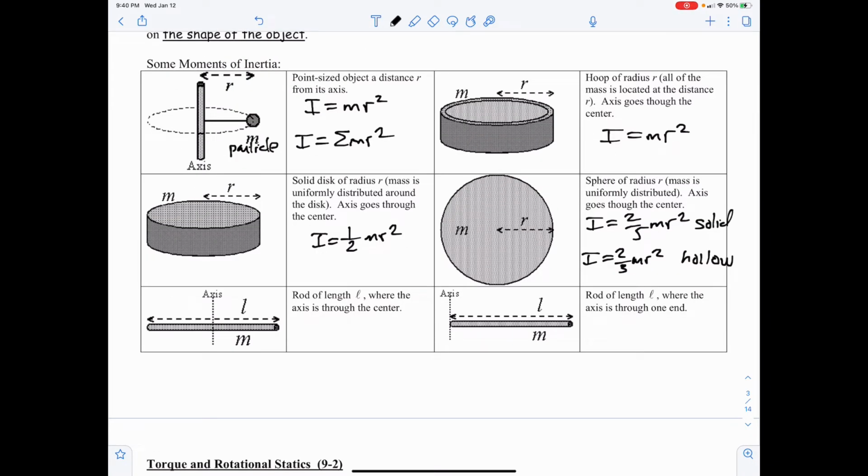Now we finally come to a rod rotating through different axes of rotation. If you have a rod that's rotating through its center, I is equal to 1/12 ml squared. No longer r, L is the distance to the axis of rotation. Here you're rotating about the end point of the rod, so I for a rod that's rotating through one end of the rod would be 1/3 ml squared. And again, we will be deriving these equations in class so that you have a decent understanding of where they come from.